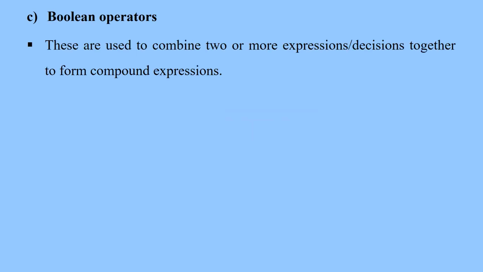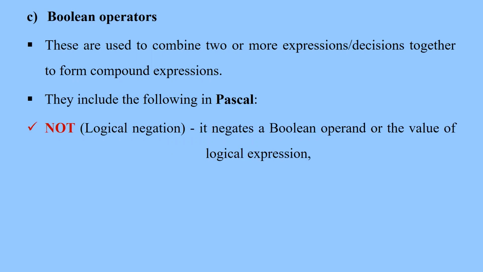Then the relational operators are followed by what we call the Boolean operators. What are Boolean operators? These are the operators used to combine two or more expressions or decisions together to form compound expressions. They include the following in Pascal. We have NOT, N-O-T. We call that logical negation. It negates a Boolean operand or the value of a logical expression.